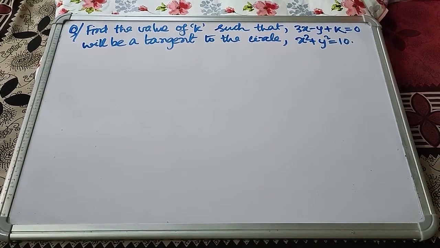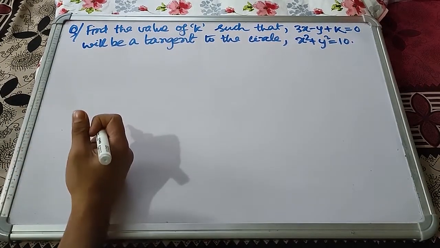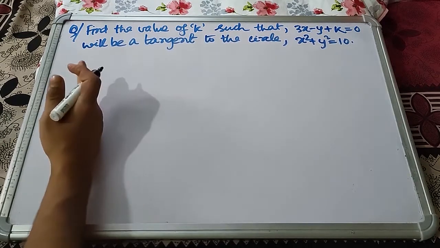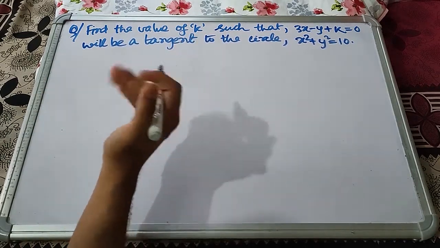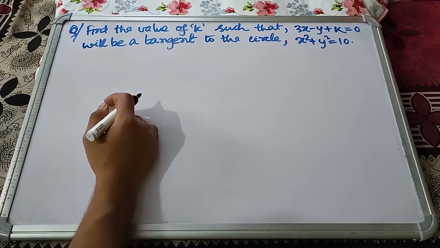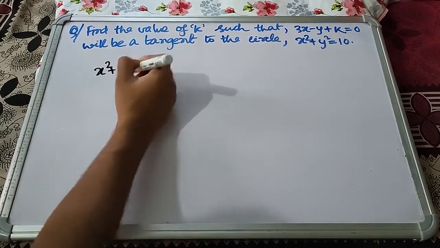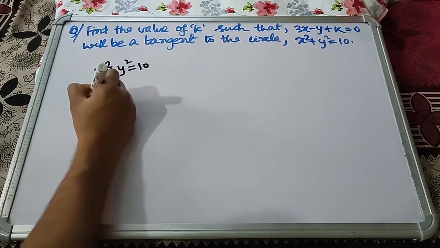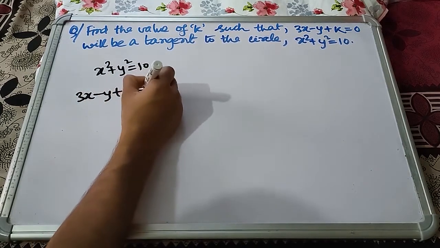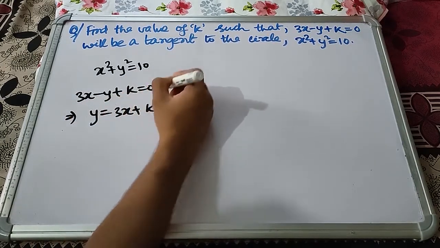Now based upon the concept we learned just now, let us solve one easy question so that you will have a grip upon the concept you just learned. Find the value of k such that 3x minus y plus k equals 0 will be a tangent to the circle x square plus y square equals 10. So x square plus y square equals 10, and the given line is 3x minus y plus k equals 0. We can rewrite this line as y equals 3x plus k.